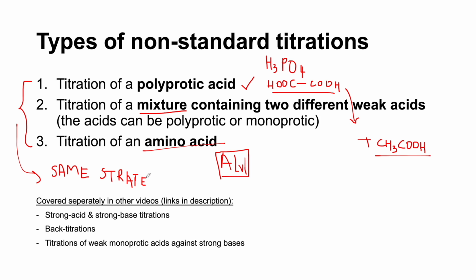With an amino acid, there is extra stuff that you need to consider, but it's really not that much. And if you already studied your organic nitrogen compounds topic really well, then you should have no problem with it. I've covered these in separate videos: strong acid and strong base titrations, back titrations, and titrations of weak monoprotic acids against strong bases. And I've also discussed the titration of a weak acid and a weak base in its own video as well.